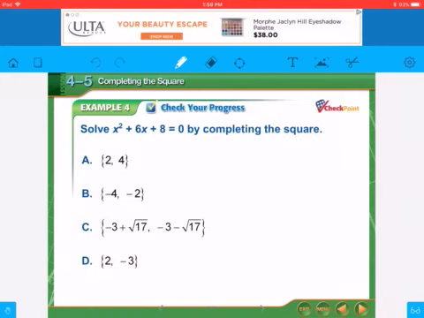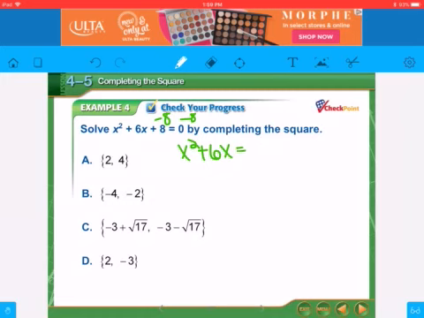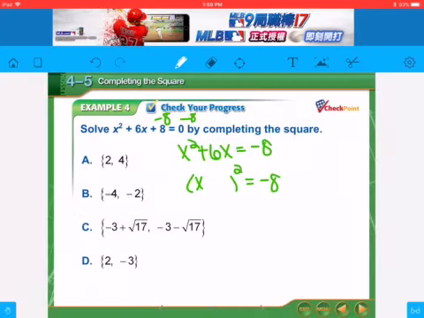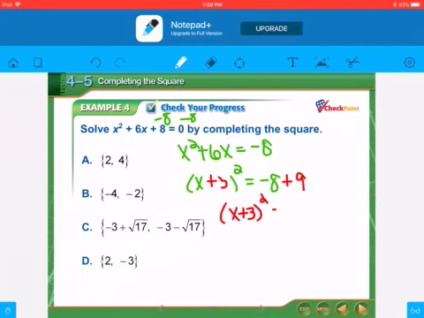This next example, I have x squared plus 6x plus 8 equals 0. So my first step is I'm going to get the x's alone, so I'm going to subtract 8. So I have x squared plus 6x equals negative 8. Now I'm going to set up my parentheses. So I have x, leave some space, close it, squared equals negative 8. And then what goes in the parentheses is half of b. So b is 6, so half of that is positive 3. And now you're going to square that. So 3 squared is 9, and we're adding that to the other side. So now I have x plus 3 squared equals 1.